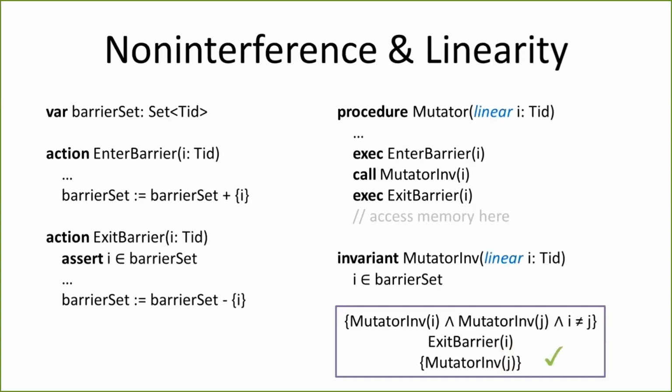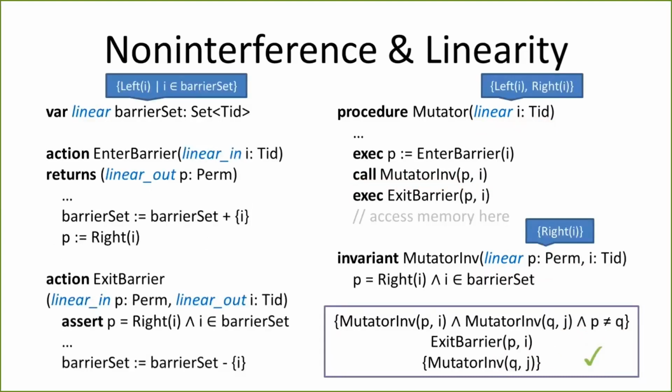Instead of baking in the notion of unique thread identifiers, CIVL supports the more general concept of a linear type system. By annotating the parameter to mutator_inv as linear, we get the fact that i is different from j in the non-interference check for free. The validity of the linearity annotations is guaranteed separately. For example, if we would omit the linearity annotation on the input parameter to procedure mutator, then we would get a type checking error once we want to call mutator_inv with the parameter.